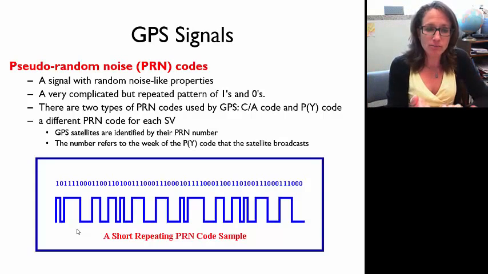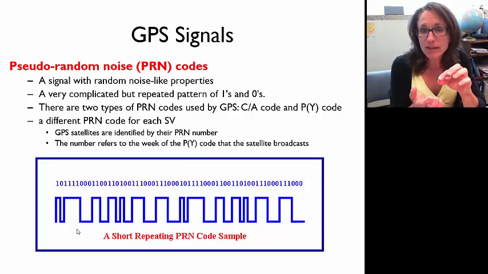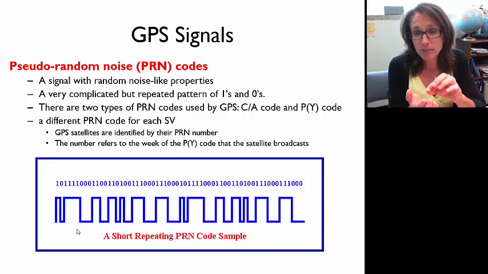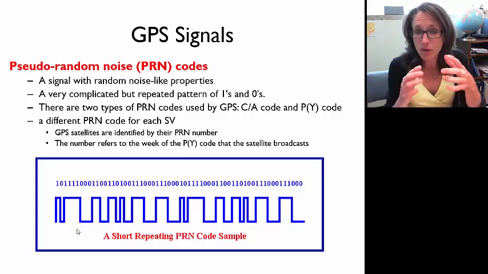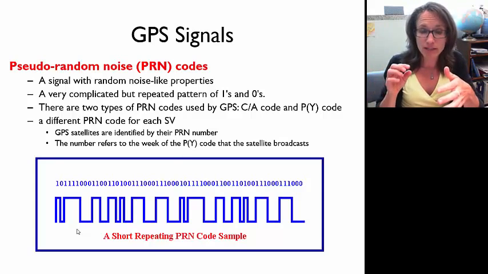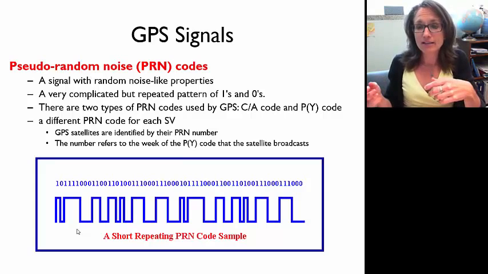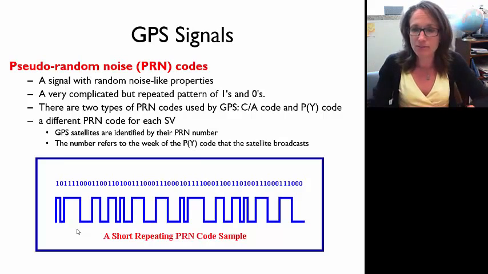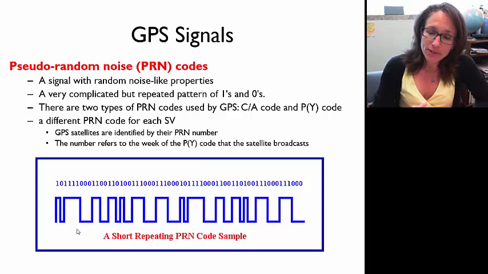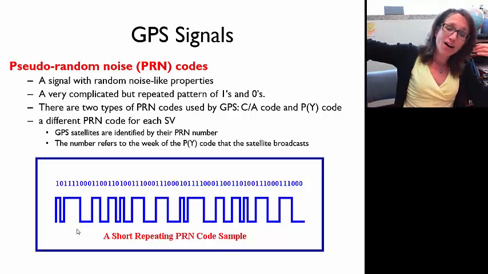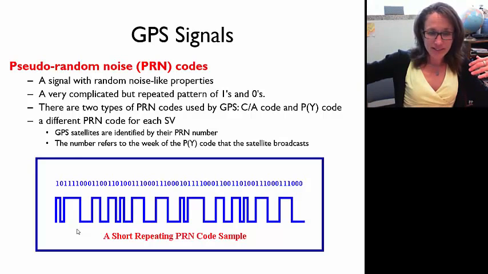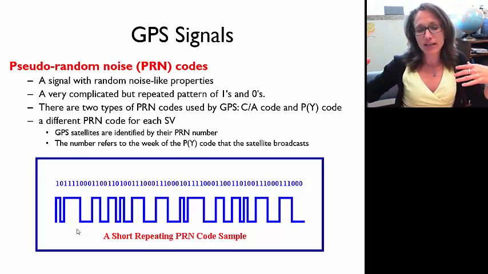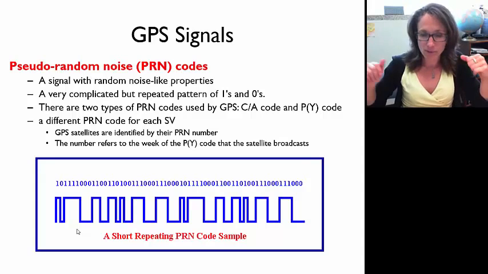So when you pull up your Garmin and it gives you your little satellite map and the satellite numbers show up, that number is actually associated with the PRN code that the satellite is broadcasting. So one satellite in its lifetime may change numbers because it may broadcast different PRN codes. And a single PRN code or number might apply to different satellites over time. And that number is actually referring to which week of the PY code that the satellite broadcasts. So the PY code is this really long sequence of ones and zeros, many weeks worth, and each satellite broadcasts a week of it, and that PRN number is associated with the week of the PY code.